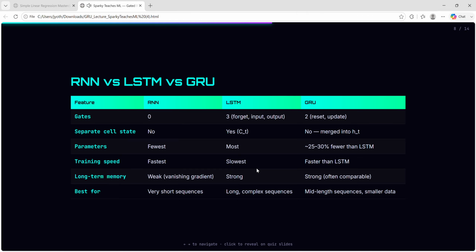Here's the full comparison in one table. Vanilla RNN has no gates and no long-term memory protection, fastest, but weakest. LSTM has 3 gates and a separate cell state, strongest memory control, most parameters, slowest to train. GRU sits in between, 2 gates, no separate cell state, roughly 25 to 30% fewer parameters than LSTM, trains faster, and on many mid-sized datasets performs comparably to LSTM. The rule of thumb: try GRU first when you want LSTM level performance with less compute, especially useful for a clinical time series problem where your dataset isn't huge.